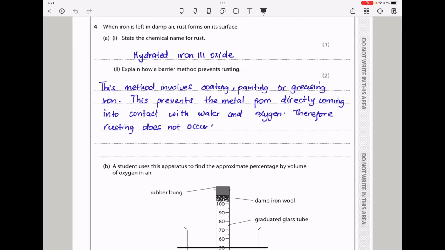The next part says, explain how a barrier method prevents rusting. A barrier method includes painting, coating, and so on. So when iron is painted, the metal is protected from being exposed to oxygen as well as water, so rusting will not take place. So I said, this method involves coating, painting, or greasing iron. This prevents the metal from directly coming into contact with water and oxygen. Therefore, rusting does not occur.